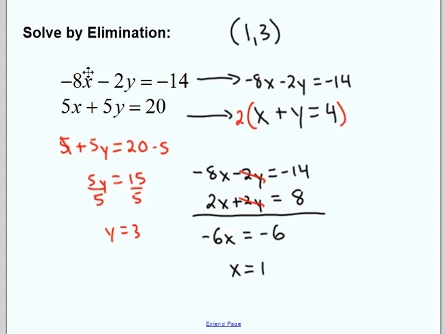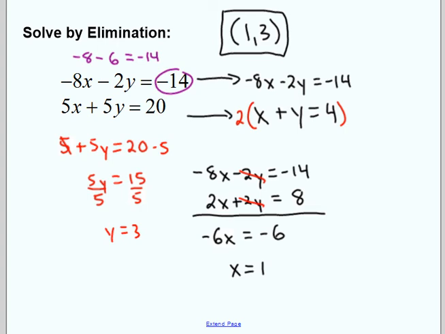I'm going to put 1 in for x. So negative 8 times 1 is negative 8. That's going to be minus. I'm going to put 3 in for y. 2 times 3 is 6. Negative 8 minus 6 is negative 14. Exactly what we're supposed to get. So I feel good. There's my answer.